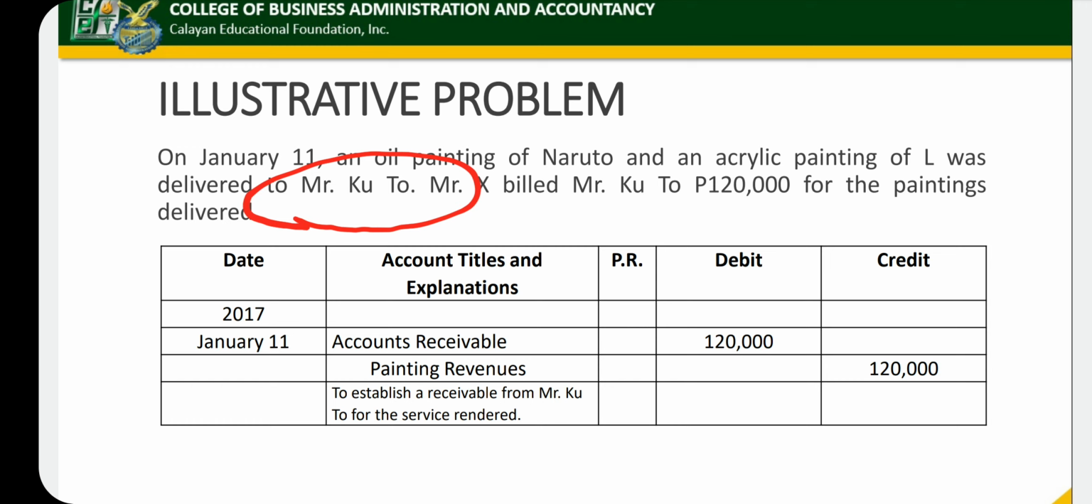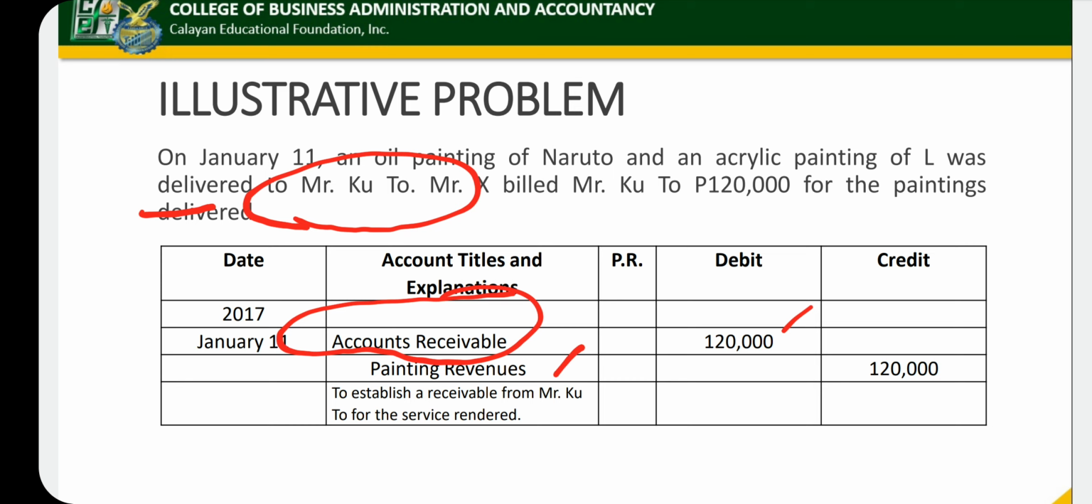Kuto. Mr. X has already the right to record the revenue or income. So in this case, he must record a painting revenue account title. Kailangan niya nang ipasok as income kasi he has already delivered or rendered his services to Mr. Kuto. And since there are no cash payments made by Mr. Kuto yet, pasok muna po natin kay accounts receivable.